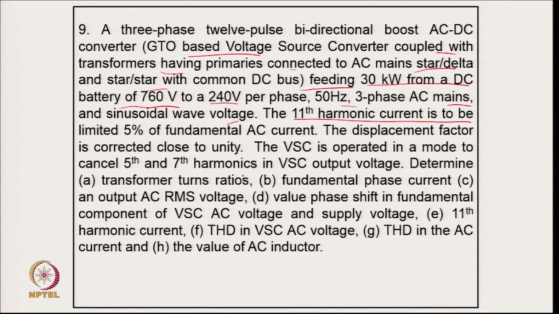The 11th harmonic current is to be limited to 5% of the fundamental current. The displacement factor is corrected close to unity, and the VSC is operated in a mode to cancel the 5th and 7th harmonics in the VSC output voltage. Determine: A, the transformer turns ratio; B, the fundamental phase current; C, the output AC RMS voltage; D, the phase shift between the fundamental component of the VSC voltage and the supply voltage; E, the 11th harmonic current; F, the TAD in the VSC voltage; G, the THD in the AC current; and H, the value of the AC inductor.